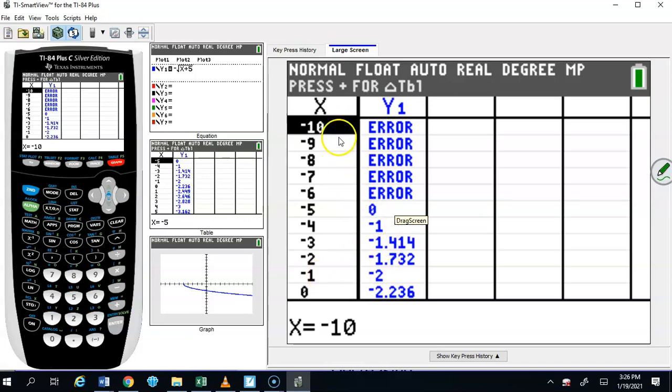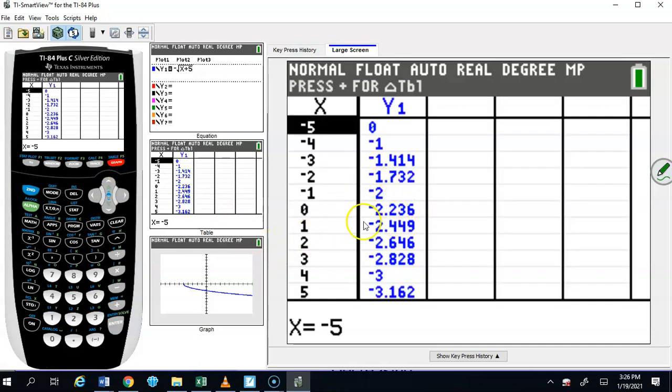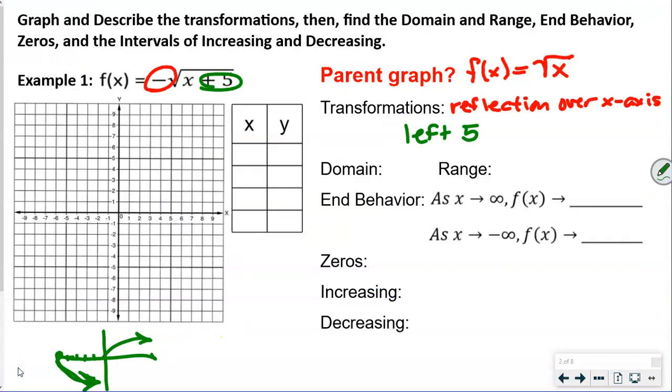Now if we want to eliminate these numbers here, then we're going to go back here to second window and we're going to actually change this number up here to -5. So now when we look at our table, it's actually going to start at -5. So now we have one more value, the 4, -3 that pops up, these whole numbers. So those could be the numbers that we pull and put into our table. So that's what I'm going to do. So I got -5, 0, and then I had that -1, -2, and then I had 4, -3.